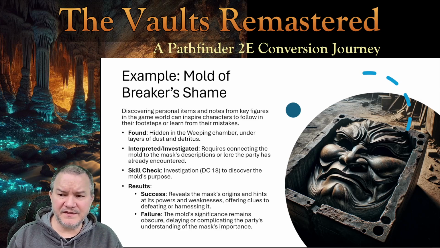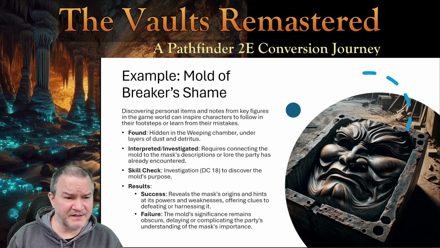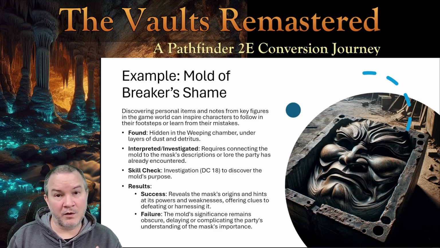So within this shrine, there is information about the previous owner of the mask. It's hidden in a location known as the Weeping Chamber, which is a secret little room set somewhere in the temple. And in there is this mold, as you can see in the picture. It is the mold that the mask was created within. So they could find this mold, which matches the mask that they possess, and then by studying it, by investigating it, they can try to see if there's some connection to the mold, the mask, and then the lore that the party has already uncovered or hopes to uncover.